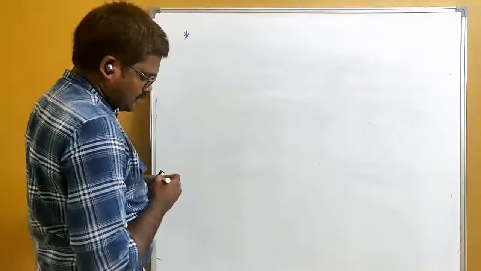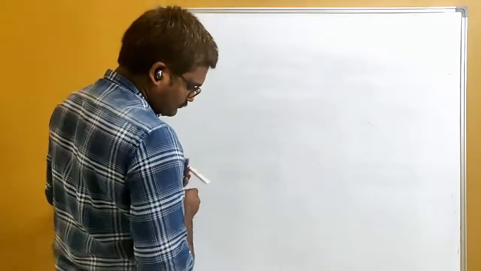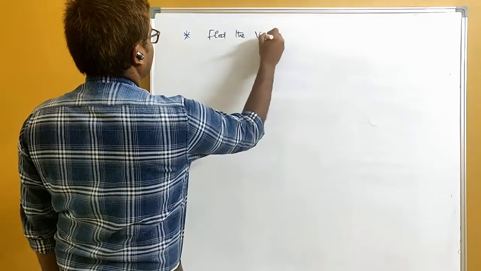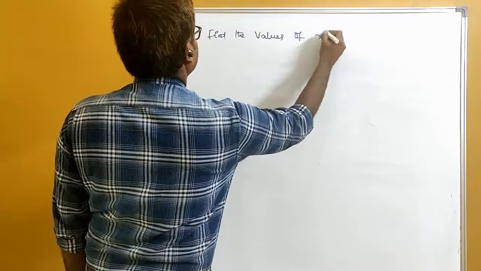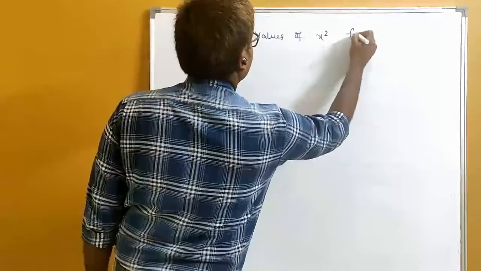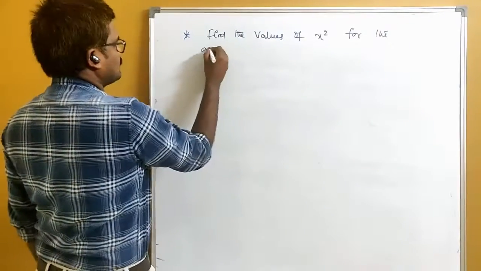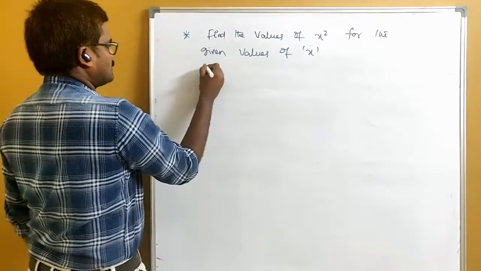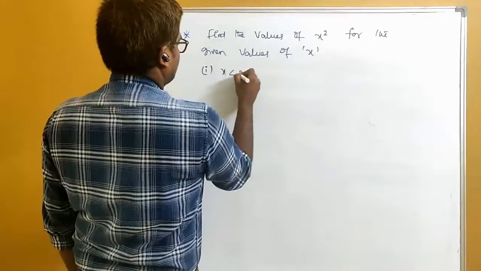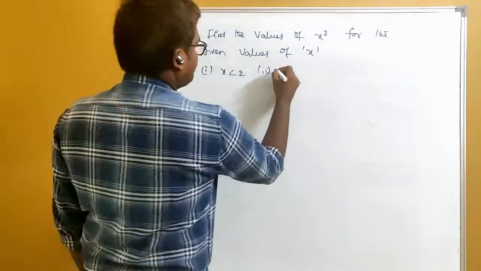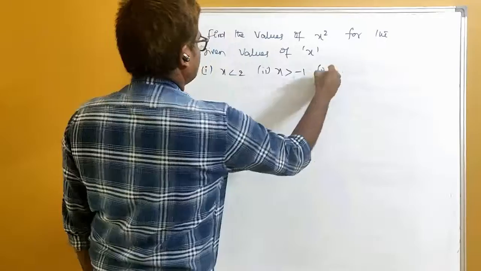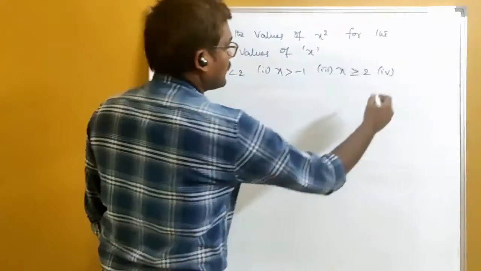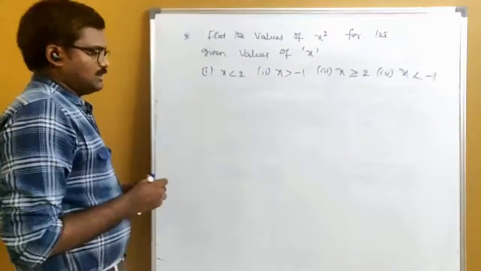Let us try to understand one illustration. Find the values of x square for the given values of x. So there are 4 questions. First, x less than 2. Second one, x greater than -1. Third one, x greater than or equal to 2. Fourth one, x less than minus 1.